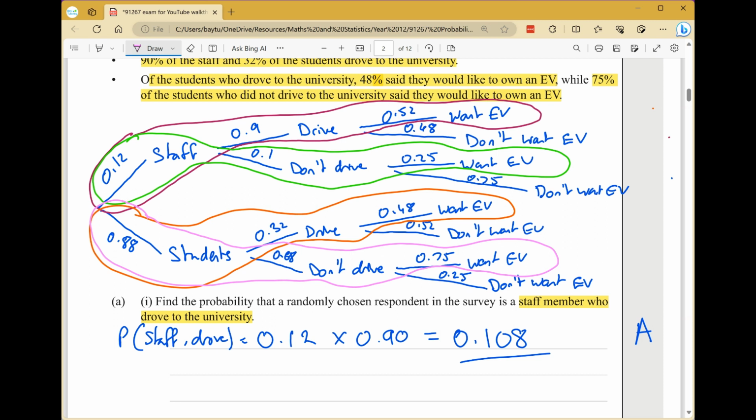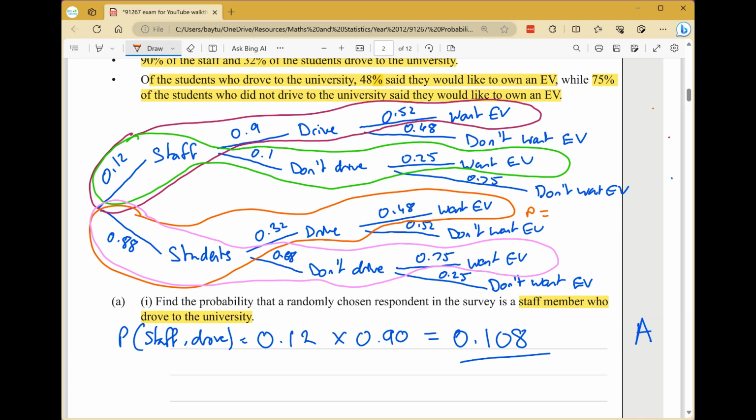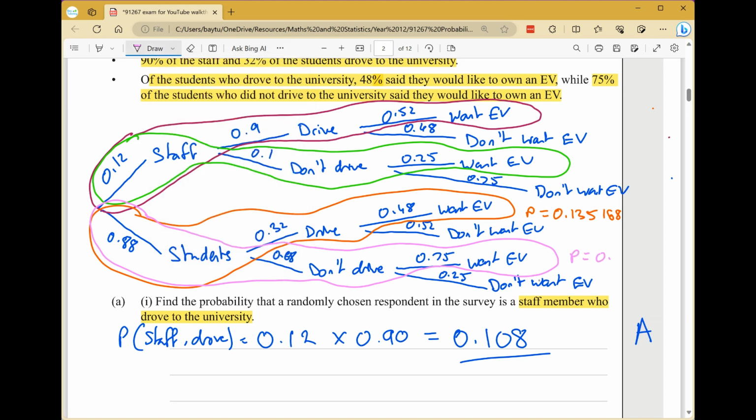So we need to work out all those probabilities and then add them together. Now, for the student ones, we've actually already done those. We did those in the previous questions. So let's write out what those probabilities were. So for that orange branch, it was 0.135168. For that pink branch, it was 0.4488.